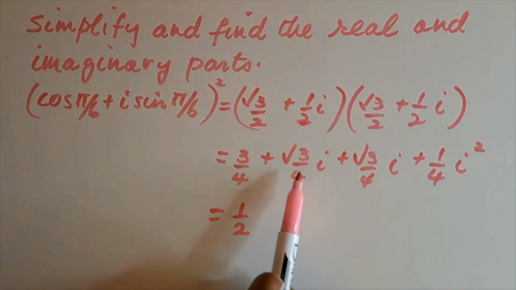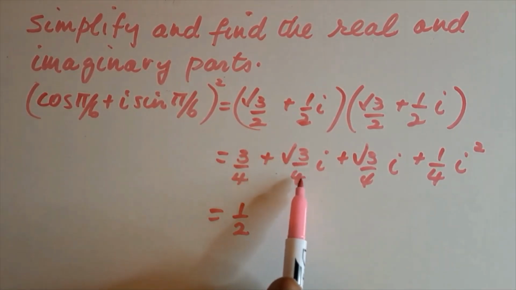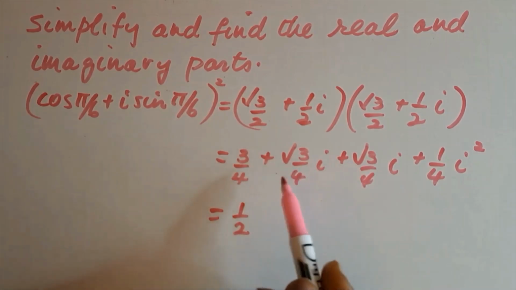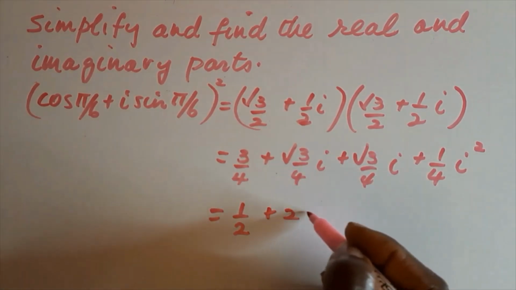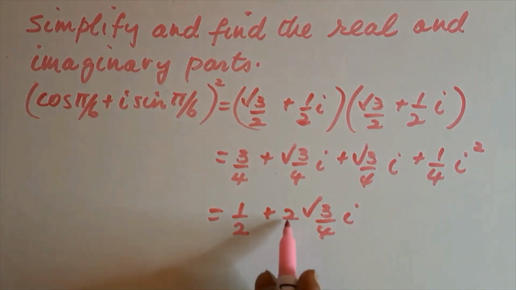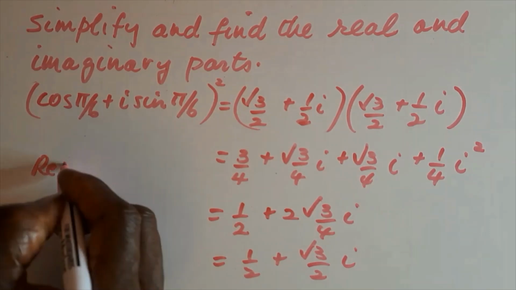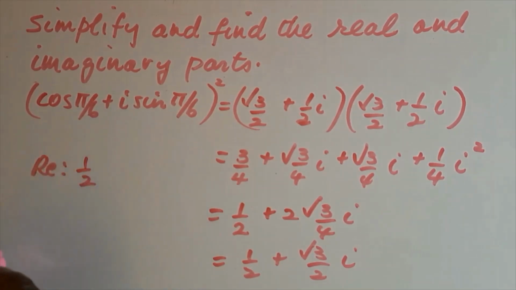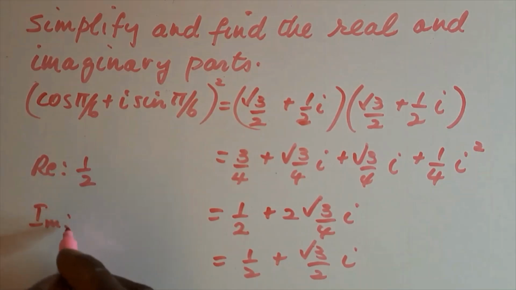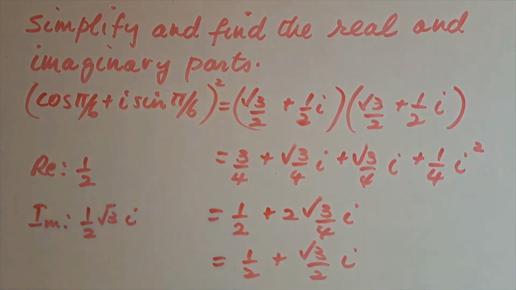Now we have two quantities of root 3 over 4 i, one here and another here, so it's 2. You can write this as 2 root 3 over 4 i. Well, this cancels to give us root 3 over 2 i. We can read off that the real part is a half and the imaginary part is a half root 3 i.